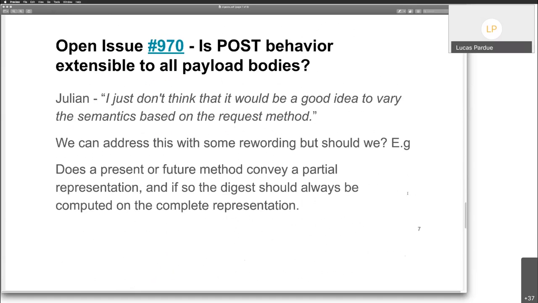And then there's this one, which stems back to a comment that Julian made at some time, someplace, somewhere, which is I just don't think that it would be a good idea to vary the semantics of digest based on the request method. We can address that by some rewording, but I think Roberto is a bit concerned that might prevent something. Do any present or future methods convey a partial representation? And if there are, how do we couch things to describe the way that digest would be used? And should it always be computed over the complete representation or some partial nature of it?